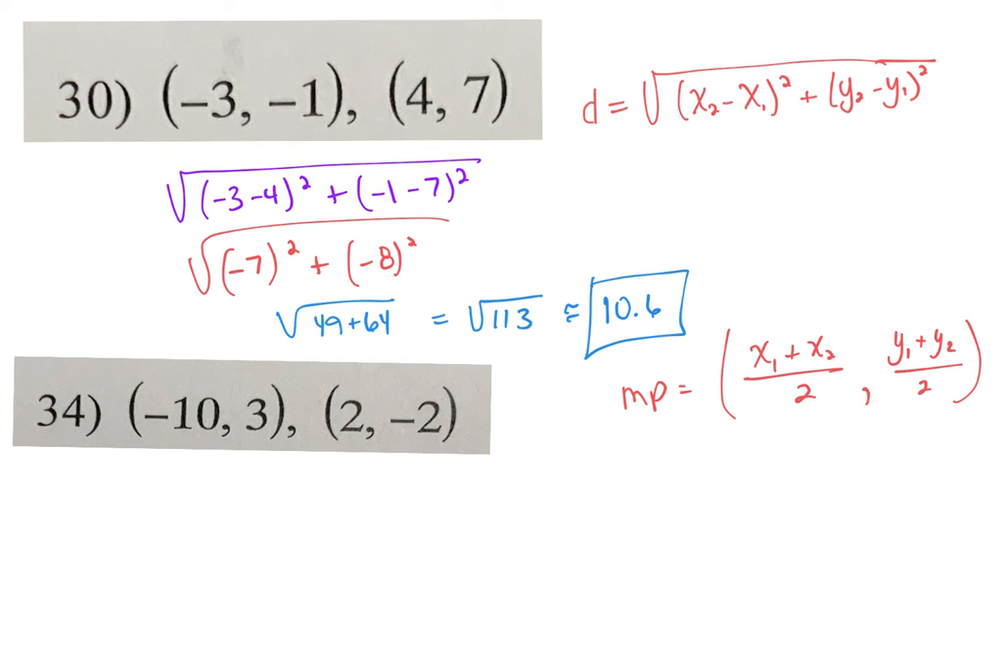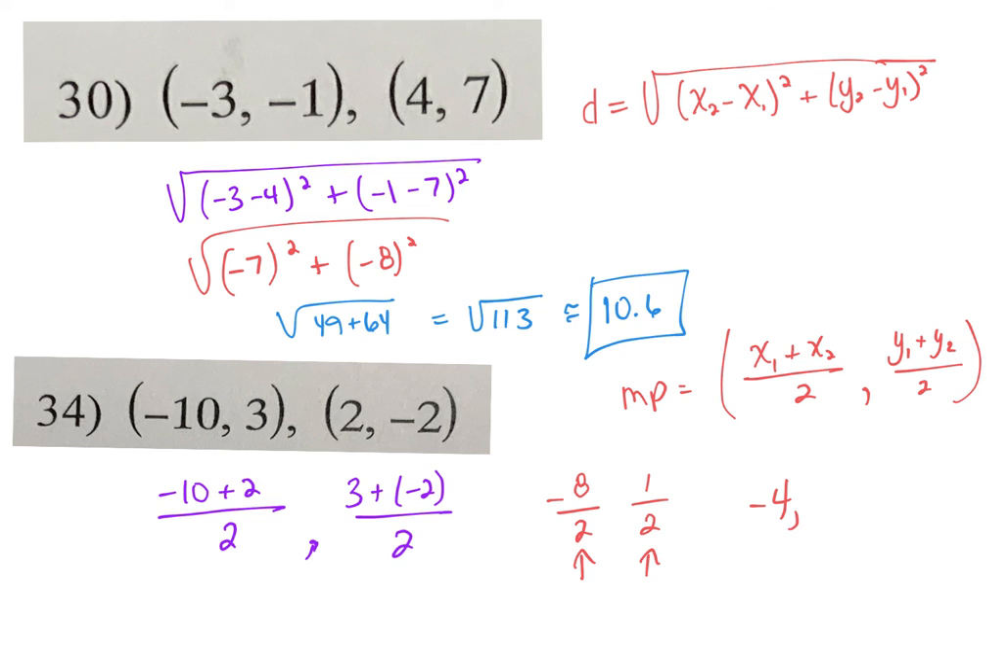So the next one, this is midpoint. So for midpoint, it's actually really simple. You're just going to take the x's and add them and divide that whole thing by 2. Take the y's and add them and divide that by 2. So negative 10 plus 2 is negative 8 over 2. 3 plus negative 2 is 1 over 2. You do want to simplify these fractions if possible. Negative 8 over 2 simplifies to negative 4. 1/2 is as simple as it gets, so you would leave that one alone.